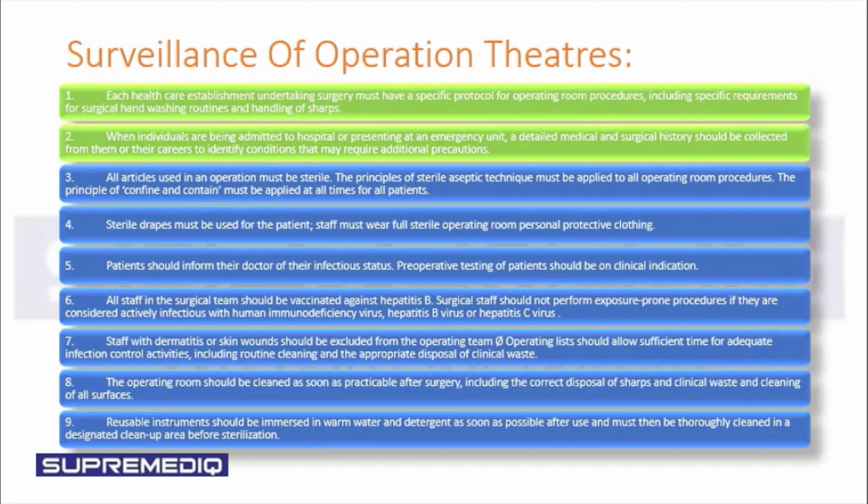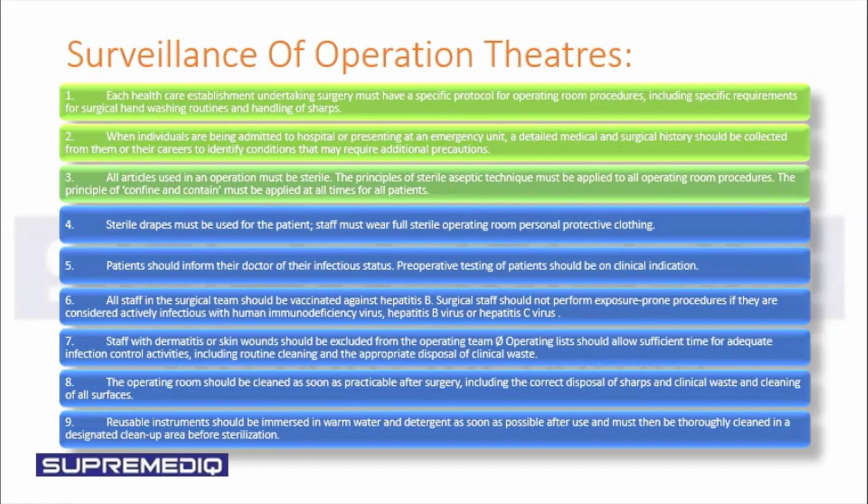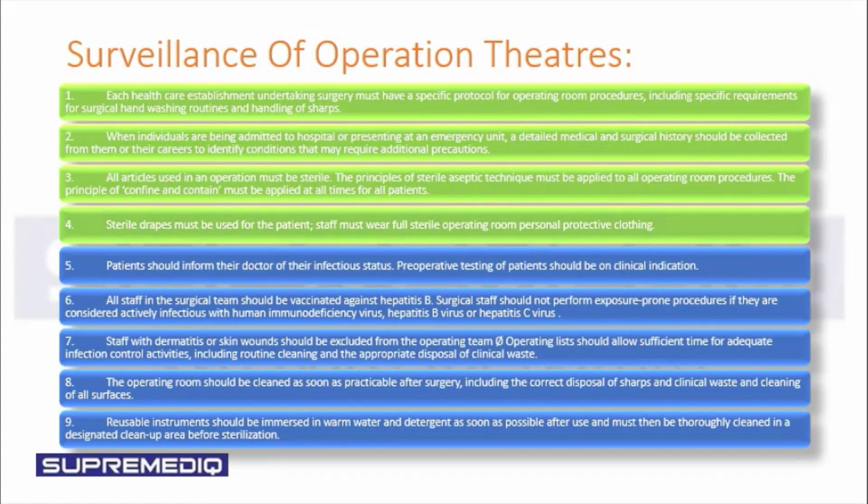All articles used in an operation must be sterile. The principles of sterile aseptic technique must be applied to all operating room procedures. The principle of confine and contain must be applied at all times for all patients. Sterile drapes must be used for the patient. Staff must wear full sterile operating room personal protective clothing. Patients should inform their doctor of their infectious status.